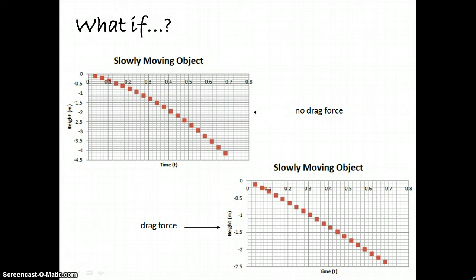Of course, a model without drag force, like this one, would not indicate terminal velocity.